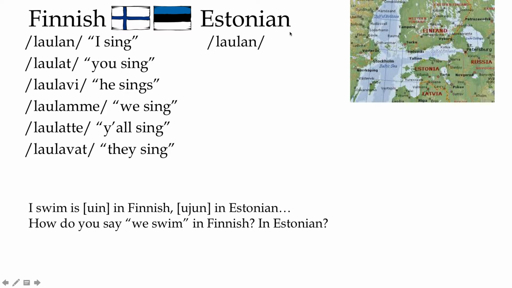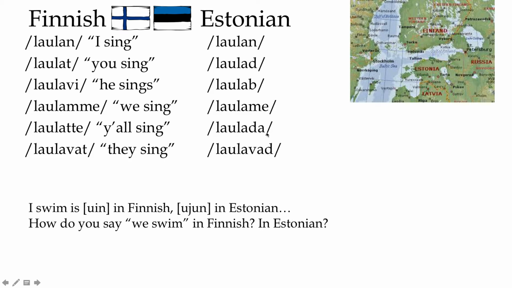Sort of the typical 6-part conjugation that we see all over the world's languages. What about the Estonian versions of this? In Estonian, it's laulan, laulad, laulab, laulame, laulada, and laulavad. Now, obviously, you can see the close relationship between these two languages. They're very similar. But what's an at in Finnish is an ad in Estonian. So t in Finnish becomes d in Estonian. V in Finnish is a b in Estonian.